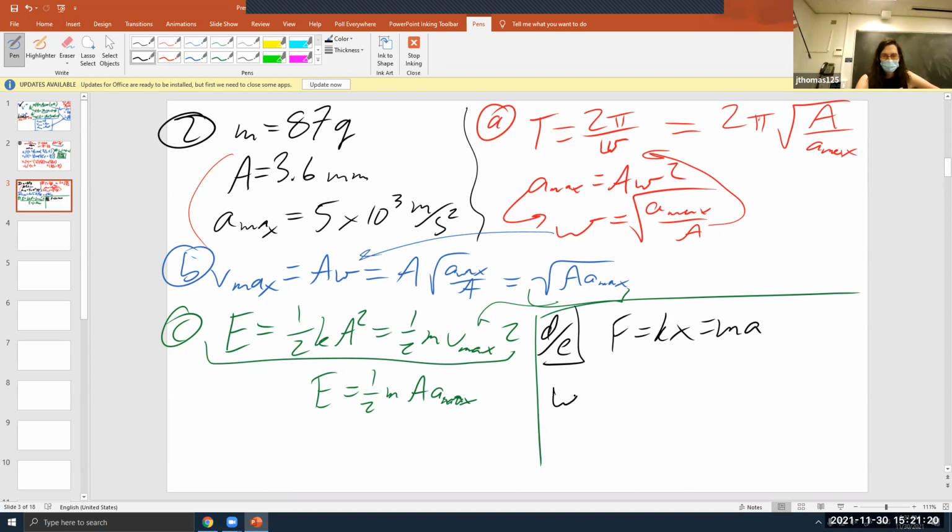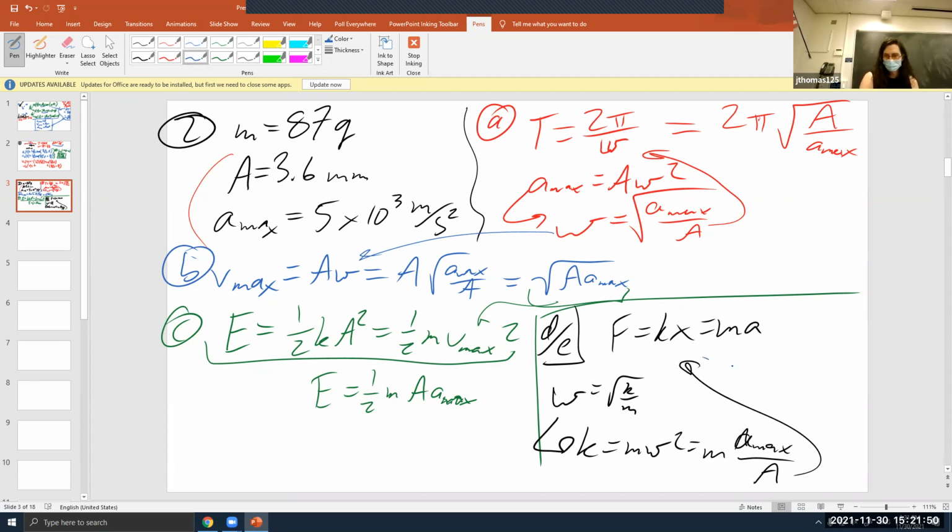So I know that omega is equal to root K over M. Solving this for K, we have K is equal to M omega squared. And then I know that my omega is square root of A max over A. So this is M times little a max over big A. And I can plug that in for K. And this will give me that my force is M times little a max over big A times X.